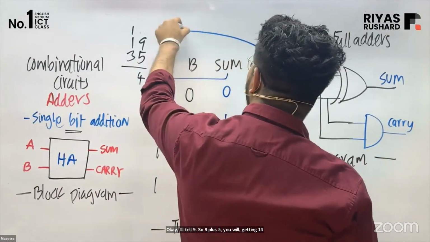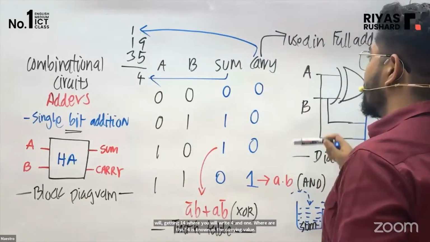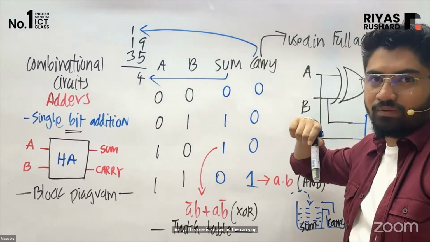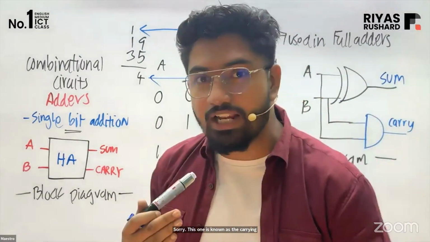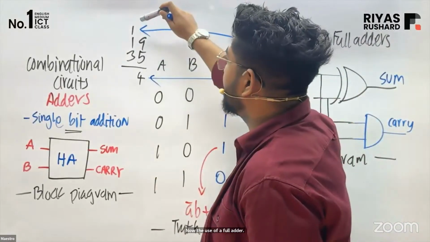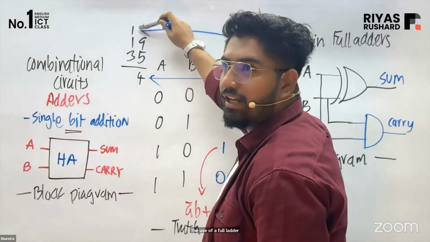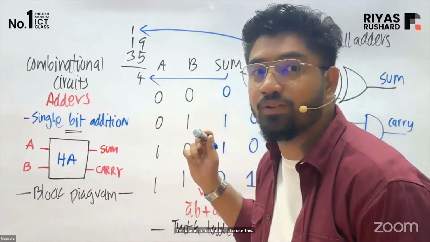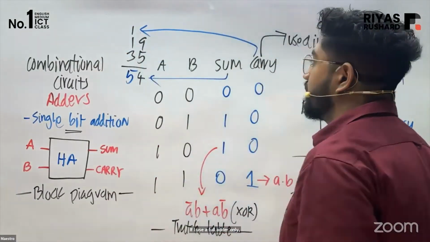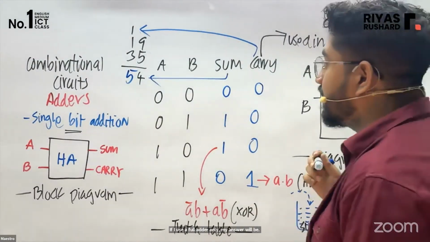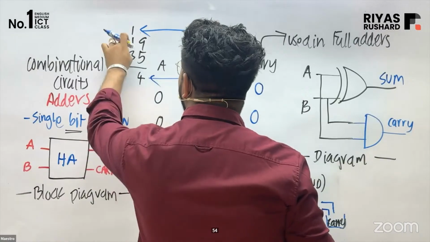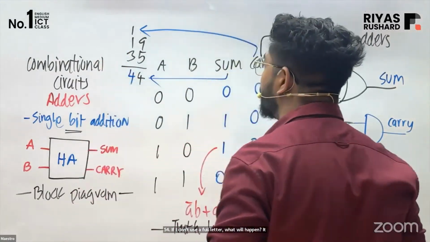Now, the use of a full adder is to use this carry and then do the addition. If I use a full adder, my answer will be 54. If I don't use a full adder, what will happen? It would basically only add these two and give you 4.